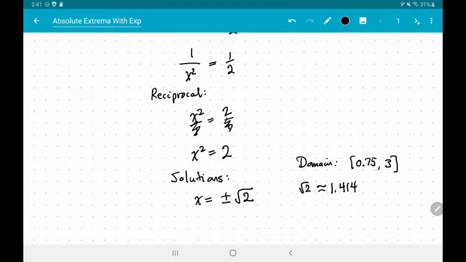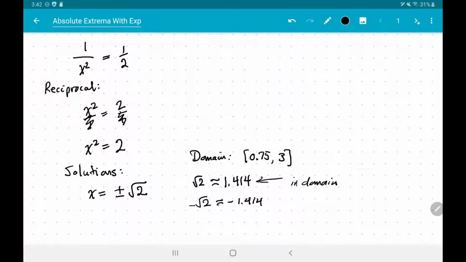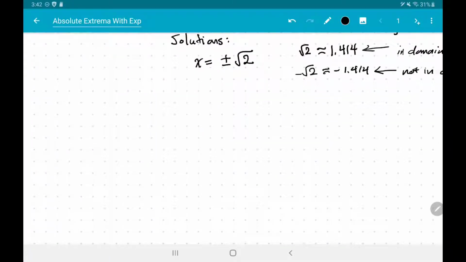So is square root of 2 in the domain? Yes, this is in the domain. What about negative square root of 2? Nope, it's not in the domain. So there's only one critical number that we need to deal with. Okay, let's check our candidates.